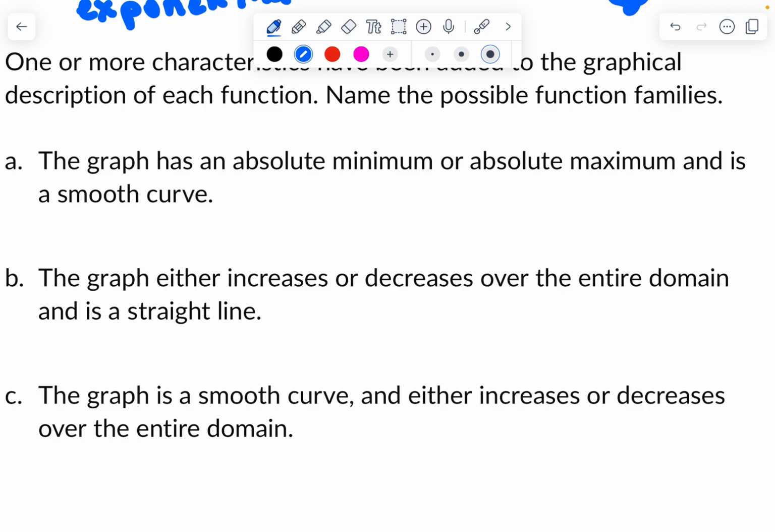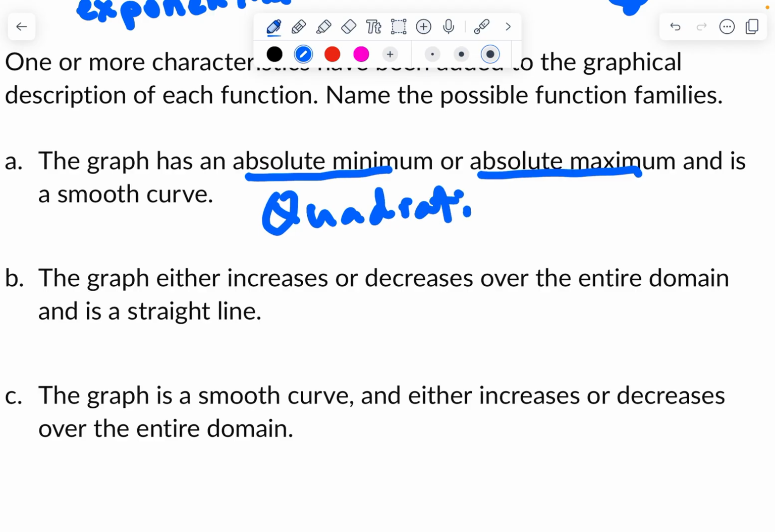Okay, the graph has an absolute minimum or maximum. Well, that's talking about quadratic, and it's a smooth curve. So they've given us a couple of requirements. It has to be a quadratic function.